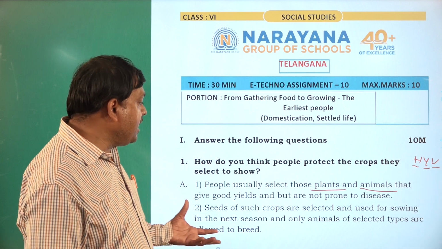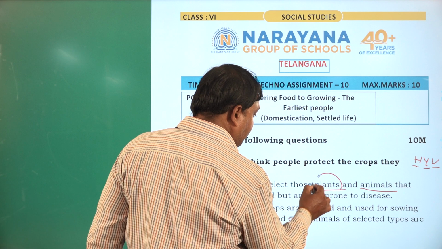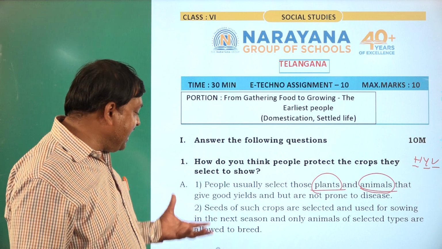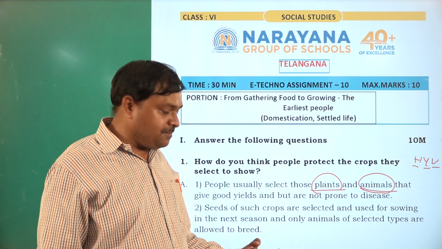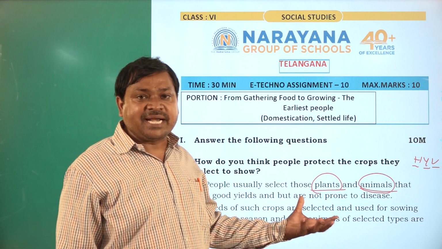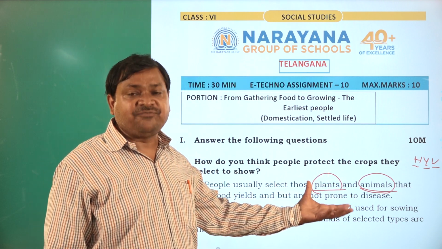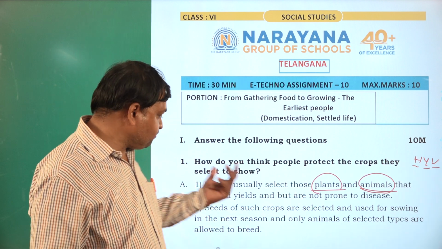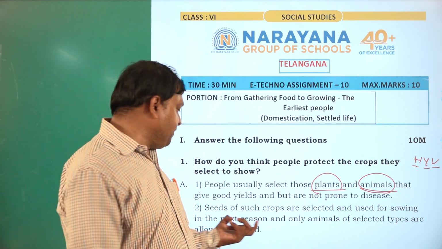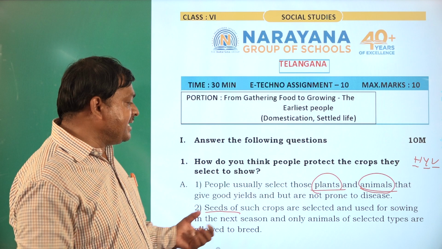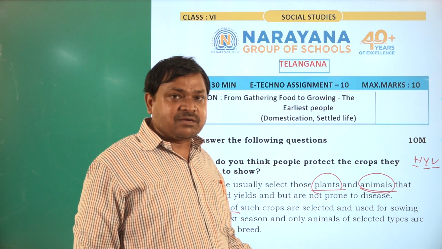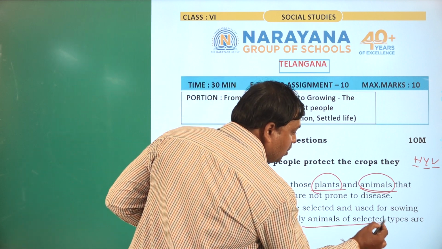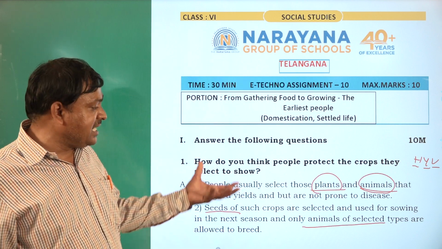Is it right? People are not only selecting some types of plants, some animals are also selected, because they need a good yield. They also want good and healthy animals for giving milk. That's why they select some types of seeds before sowing the crop, and afterwards they select good animals.